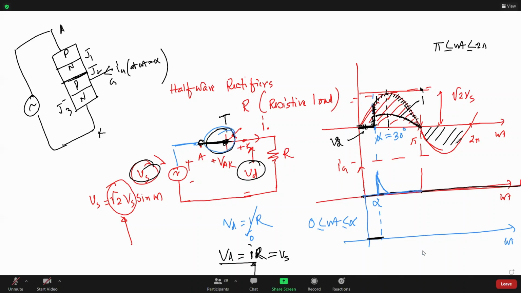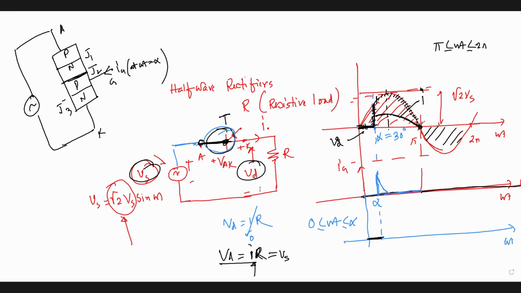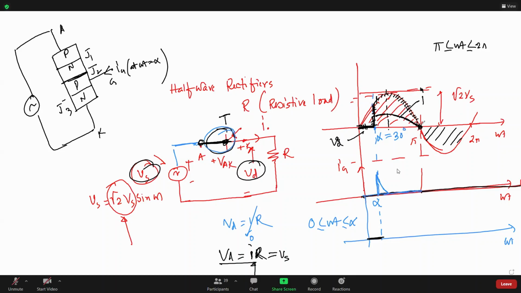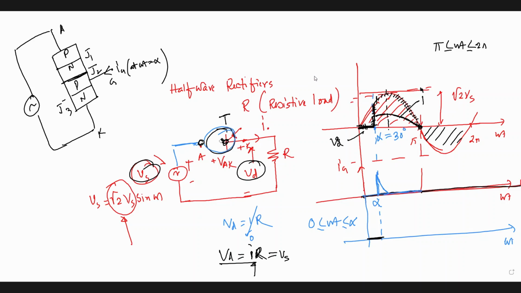Now, after omega t equal to pi, say pi to twice pi, what is the biasing condition of the thyristor? It will be reverse biased. And what is the current here at omega t equal to pi? It will be 0. Current is 0 and the voltage is reverse biased. Then what will be the condition of your thyristor here? It will be turned off. If it is off, then of course your Vd will be 0 from pi to twice pi. So this horizontal line is your Vd.